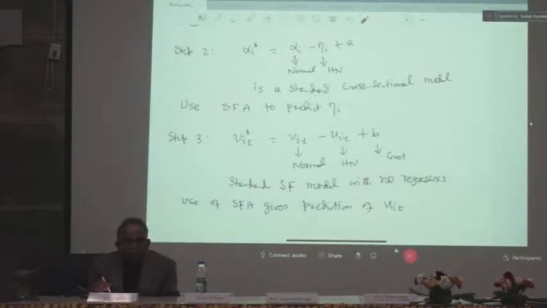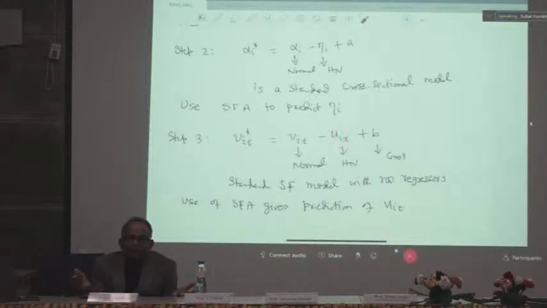Now again, the assumption is that VIT is normal, this is half normal, and this is a constant, right? So this is also a very simple stochastic frontier model. You have a normal random variable, you have a half normal random variable, and there is no data set other than the intercept. So this is the simplest possible stochastic frontier that you can think of. You run this, and that will give you a predicted value of UIT.